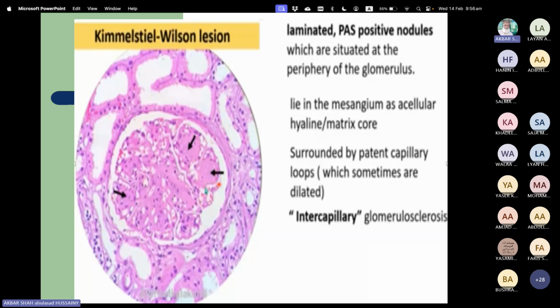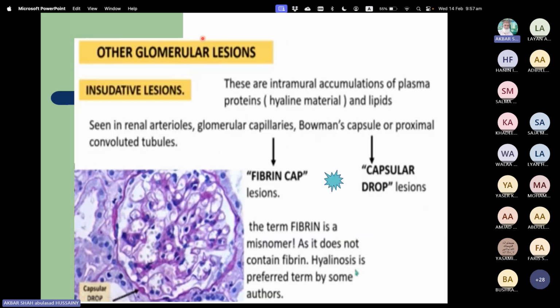And there are some blood vessels around it. See, there are some blood vessels around it. That is why it is also called intercapillary glomerular sclerosis, because it is between the capillaries. So it has different names: nodular glomerular sclerosis, KW kidney, and intercapillary glomerular sclerosis.